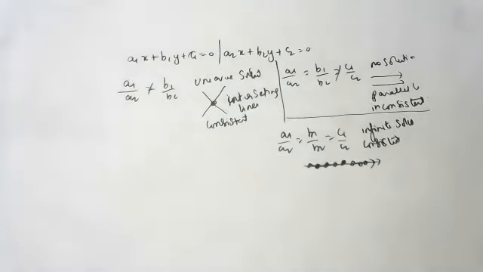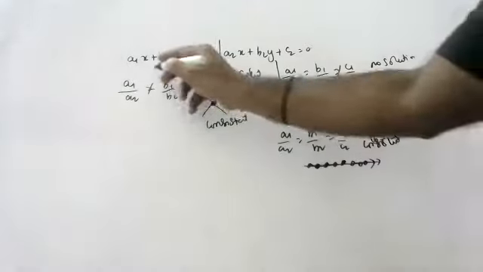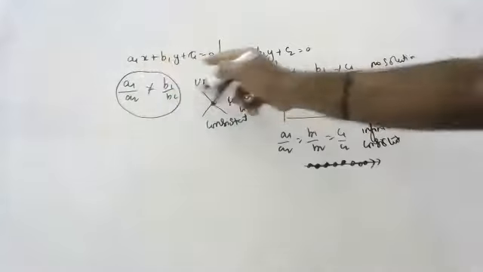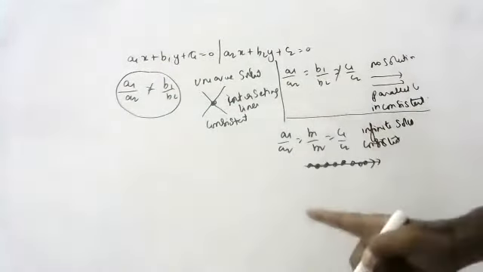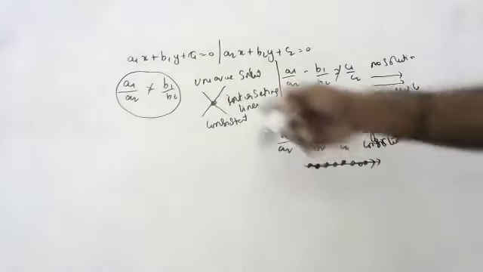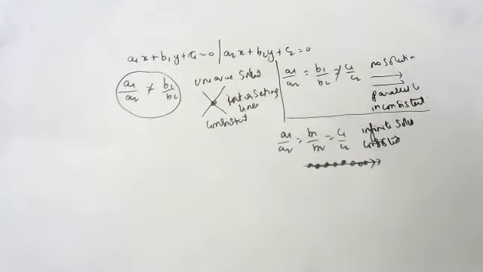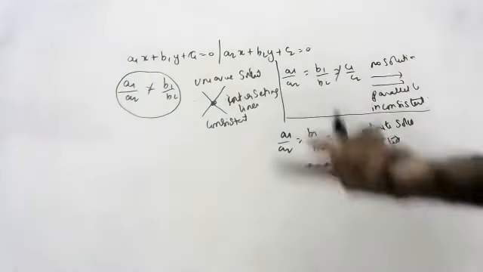So coinciding lines. We have three conditions. If these both are not equal, unique. If these both are not equal, no solution. If all are equal, infinite. Please, children, remember this very, very important condition. Basing on this, you will get comprehension also today. They will give you some equations and ask you to find out what type of solution it is. They'll give you a question like this. I'll show you.